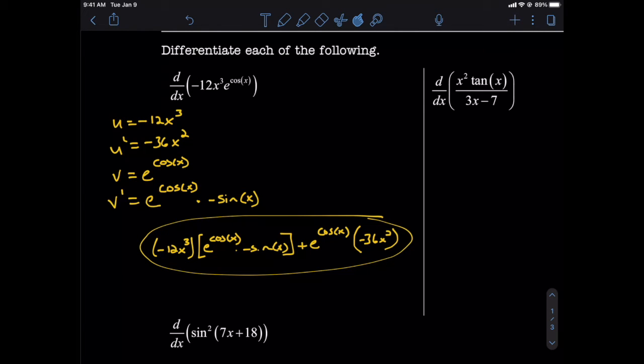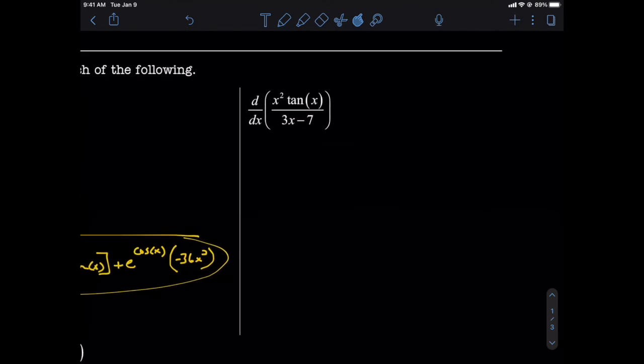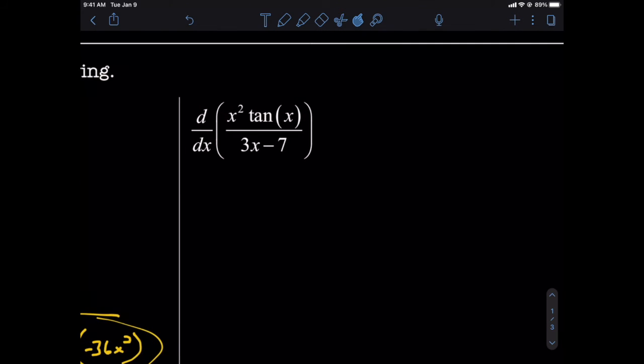Let's go ahead and take a look at a different example. The next example asks us to take the derivative of x squared tan over 3x minus 7. The fraction is a dead giveaway. This here is a quotient rule where the top is x squared tan and the bottom is 3x minus 7, our u and v respectively.